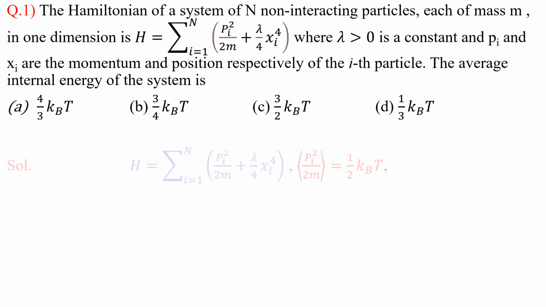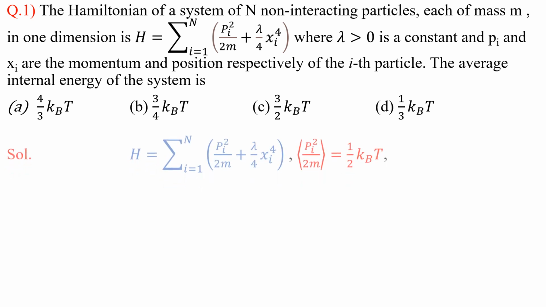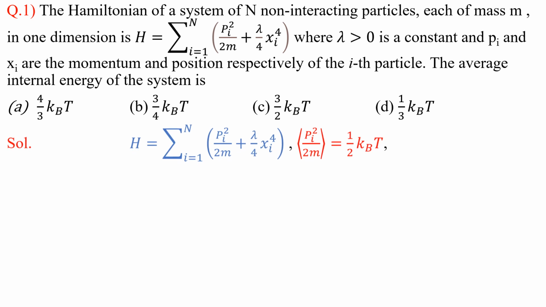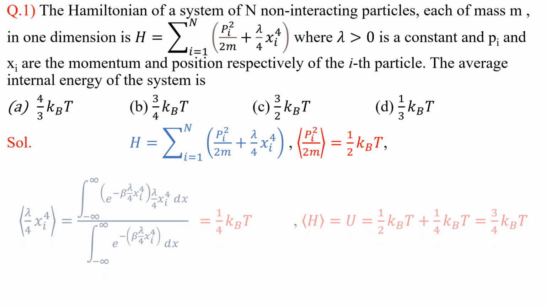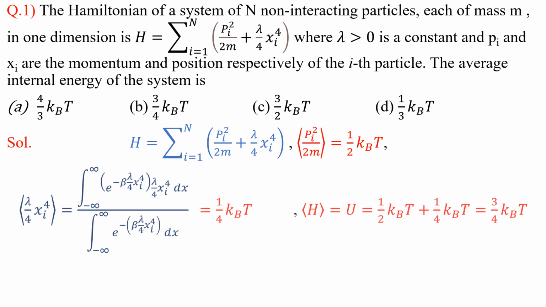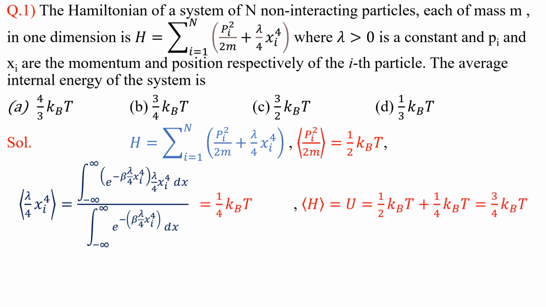Solution. The Hamiltonian is this, and the average kinetic energy of the system is equal to half kBT, and the average potential energy of the ith particle is 1/4 kBT. So the average internal energy of the ith particle equals half kBT plus 1/4 kBT, equal to 3/4 kBT.